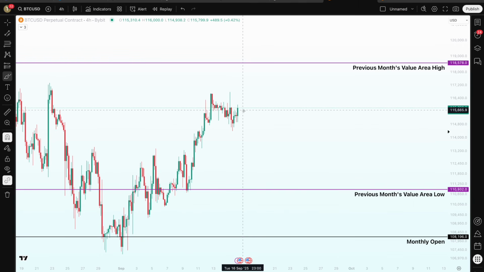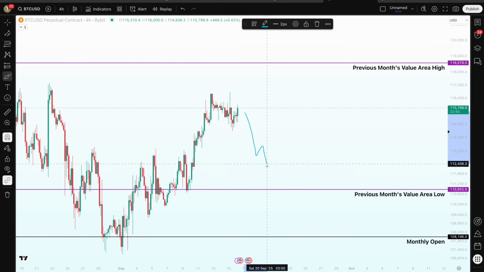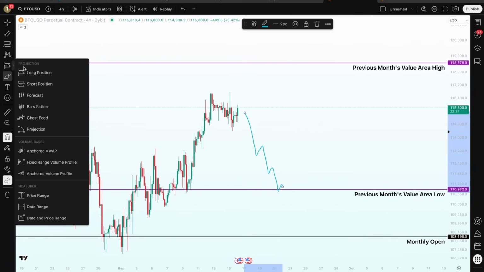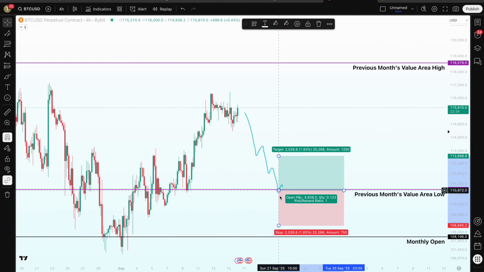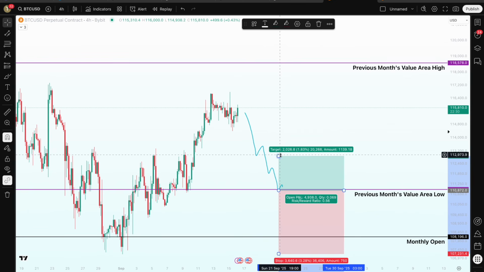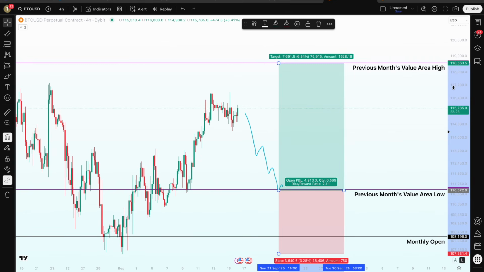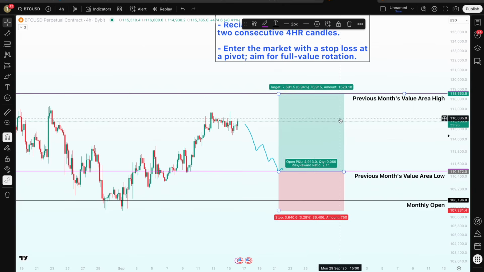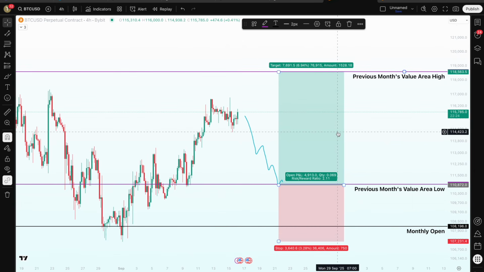But if price decides to come down and hit these levels right here at the previous month's value area low, I believe this is still a very good long position with an 80% win rate, right? So this will be a 2-to-1 trade. And again, you can take it up to the new all-time highs if you want to. I would not advise it. I would just advise you to take this trade and have the target and stop loss like this.